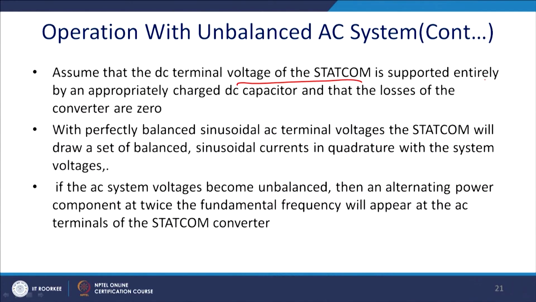Assume that the DC terminal voltage of the STATCOM is supported entirely by an appropriately charged DC capacitor, and the loss of the converter is assumed to be 0 for the sake of establishing the case. With perfectly balanced sinusoidal AC voltage, the STATCOM will draw a set of balanced sinusoidal currents in quadrature with the system. They will have a 90-degree phase shift, but if it is not balanced, they would not have a 90-degree phase shift, there is another phase shift. If the system becomes unbalanced, then what will happen? Then an alternating power component at twice the fundamental frequency will appear at the AC terminal of the STATCOM converter.